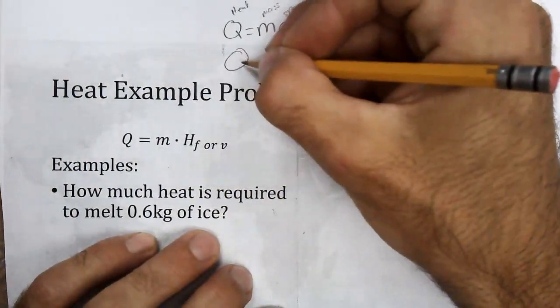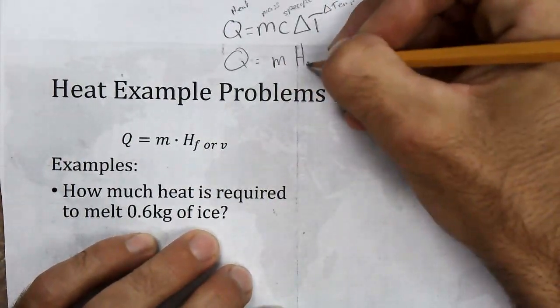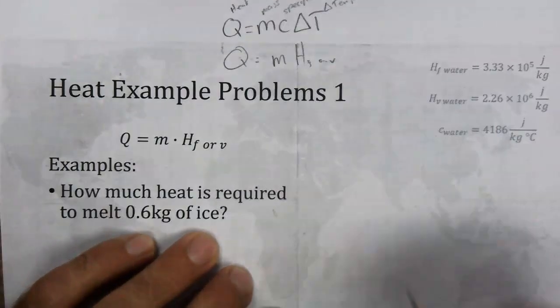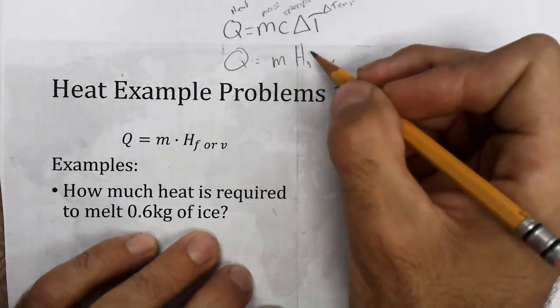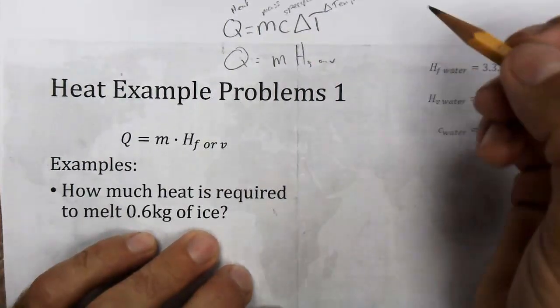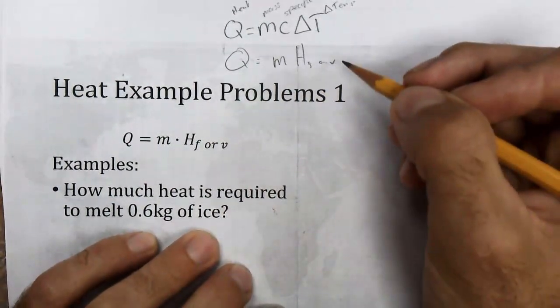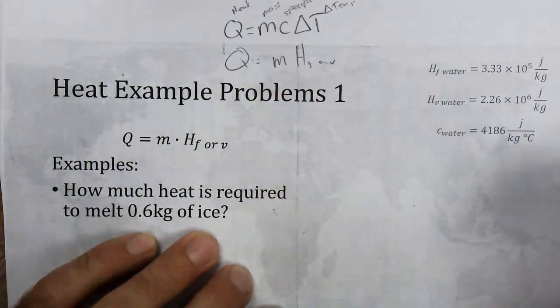We also have the other equation, which is Q is equal to M times the heat of fusion or vaporization. This is what we're doing when we're not changing the temperature of something, but we're just changing the state of it. So if we're going from a solid to a liquid, or a liquid to a solid, or a solid to a gas, or a gas to a solid. Wait, solid or a liquid? Liquid or solid? Liquid to gas, gas to liquid. That makes more sense. Yes, good.